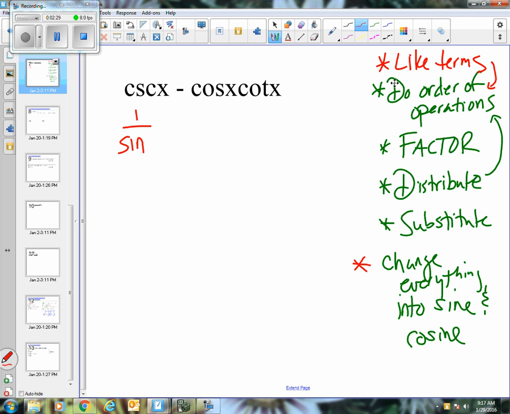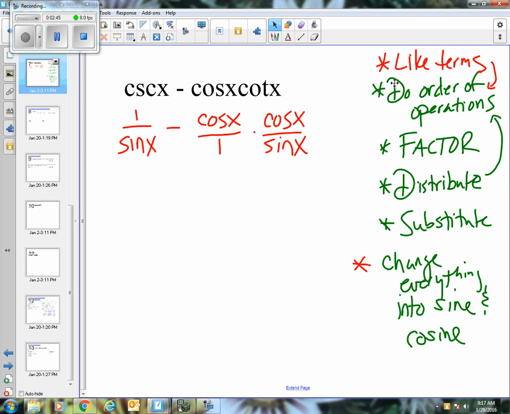So first one, 1 over sine. Then I have cosine over 1. I'm going to write everything as a ratio. I think it's easier to try to keep track of those numerators and denominators. And then cotangent, that's cosine over sine. So everything is in terms of sine and cosine.